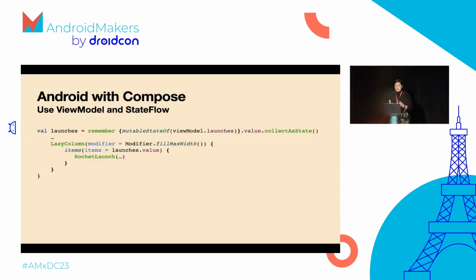So when we want to consume this view model property in our Compose code, the most important part is, of course, that we remember and collect as state our view model launches property. It is then used to populate our lazy column list of rocket launch items.